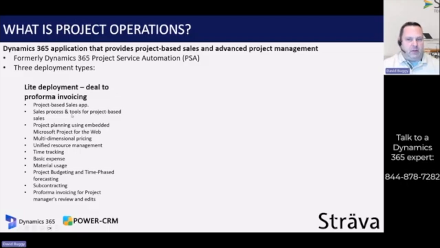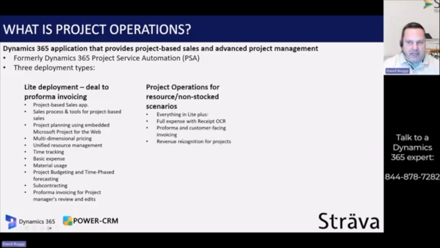So if you go with the light deployment, you don't get some of the other capabilities, like the next option here, which is project operations for resource and non-stocked scenarios. And in that deployment, you get everything in the light plus full expense with receipt OCR. So your resources can just scan their receipts as they're out on the road, right? Doing service work. They can just scan their receipts with any device that has a camera and create the expense items from that. It has pro forma and customer facing invoicing built right in.